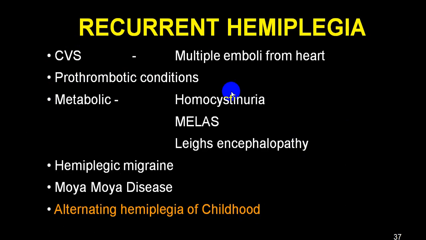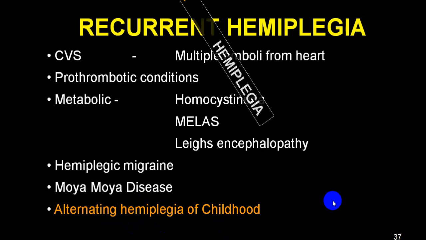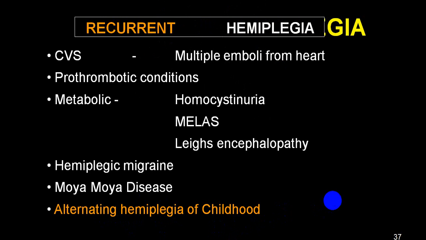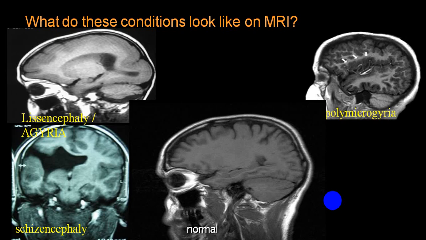These are some of the common causes which can occur in an early age group, or younger person. Recurrent hemiplegia is very common with metabolic disorders and prothrombotic conditions. Among metabolic disorders, homocystinuria, then you can have hemiplegic migraine, Moyamoya disease, which is a vascular disorder, and there is one more variety called alternating hemiplegia of childhood. These are rare conditions commonly seen in children. And this is showing you abnormality in the brain development. Agyria, that is gyri, are almost nearly absent.